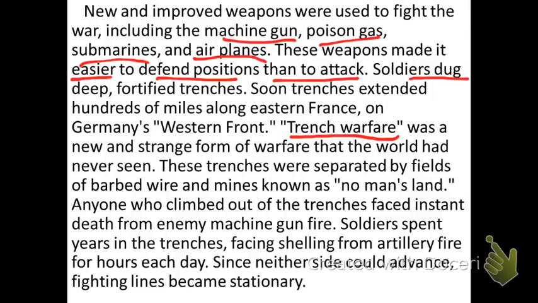Soldiers dug thousands of miles of fortified trenches. And we've talked a little bit about trench warfare already. These trenches extended hundreds of miles along the eastern French-German border, which is often referred to as the Western Front. Now again, that's just there. There were trenches dug all throughout France and other countries, probably thousands of miles at one time or another.